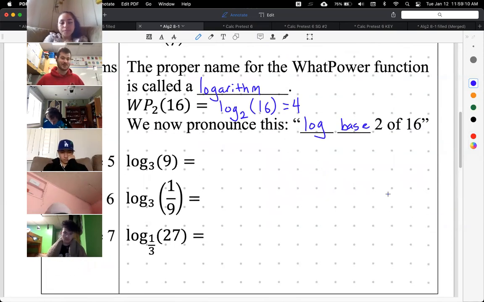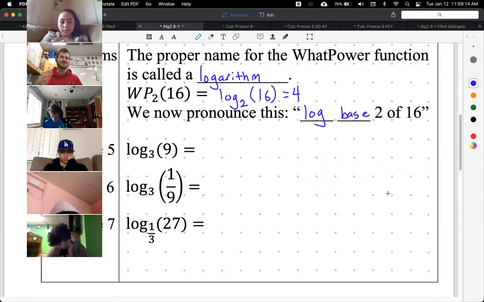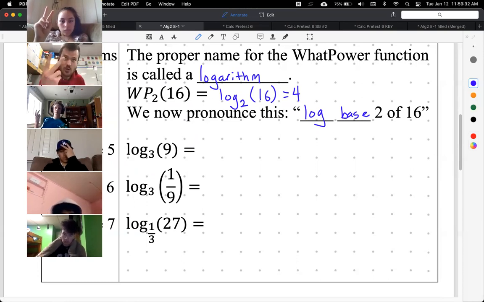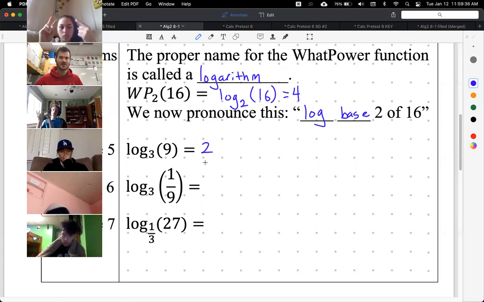Let's try these. So, legit logarithm problems now. Log base 3 of 9. Hopefully you're translating that in your head to the what power function. You can do this with your fingers. And the next ones, like examples 6 and 7, we're going to have to be a little bit tricky. Yes, you guys got it. 2. 3 to the power of 2 gives you 9. All right, so the answer to log base 3 of 9 is 2.